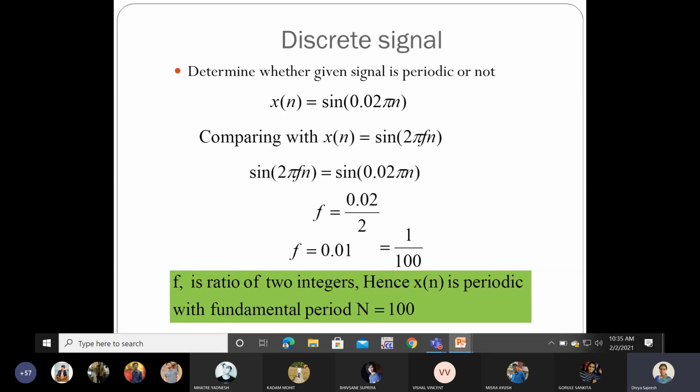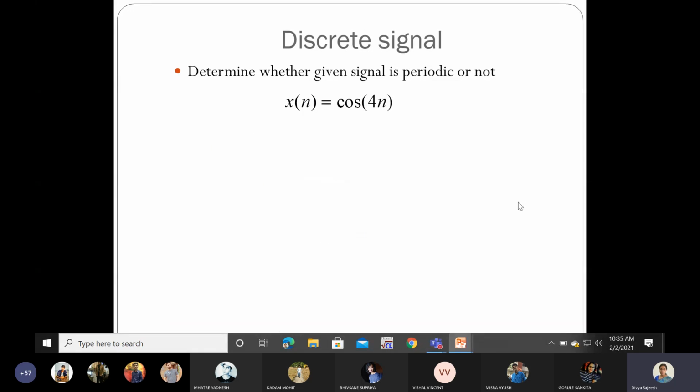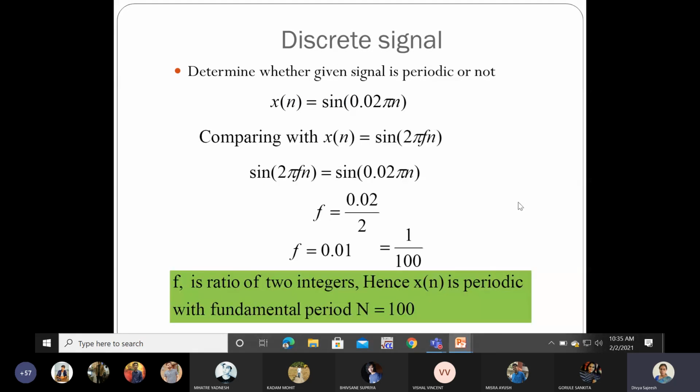So what do you mean by N equal to 100 in that discrete time signal, where N is the fundamental period? What is the meaning of that? So far we have seen what you mean by sampling period and the sampling process. Can you tell, capital N is the fundamental period, so what is the meaning of that? What does that 100 indicate? Anyone?